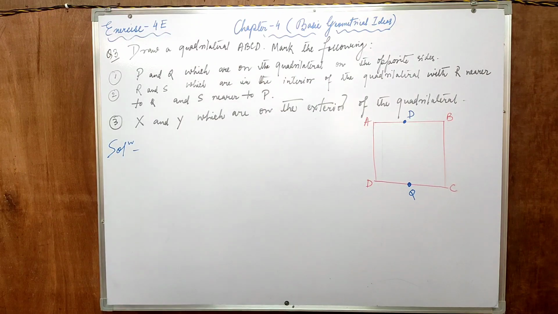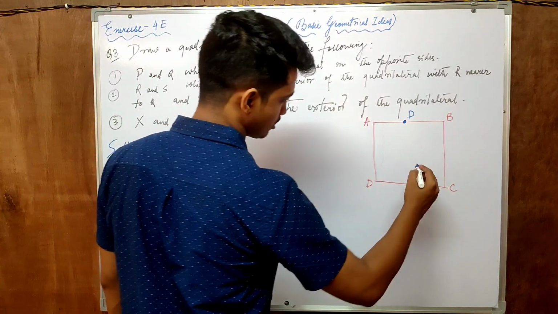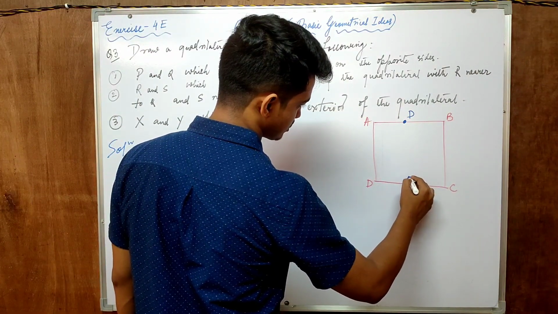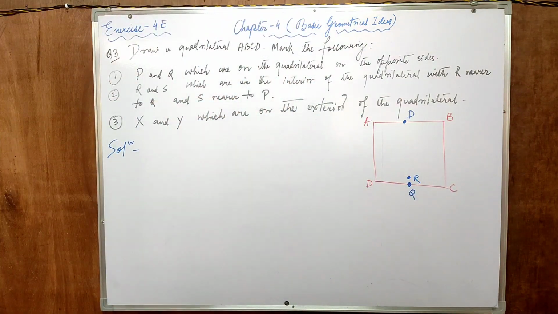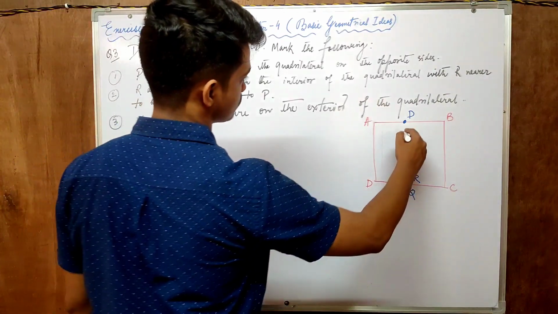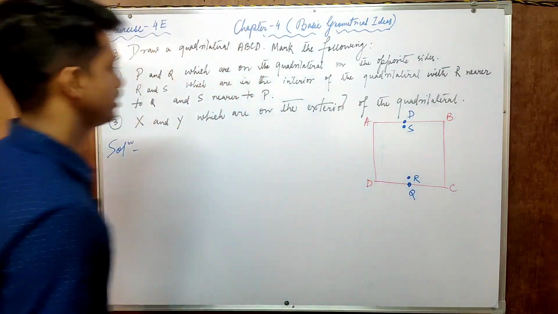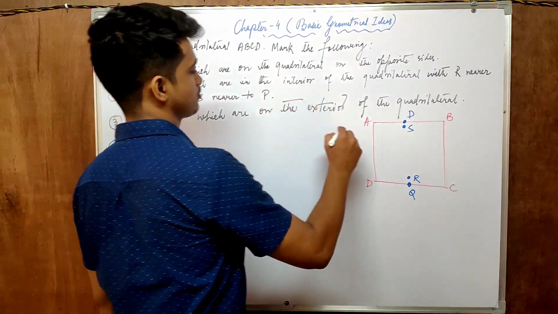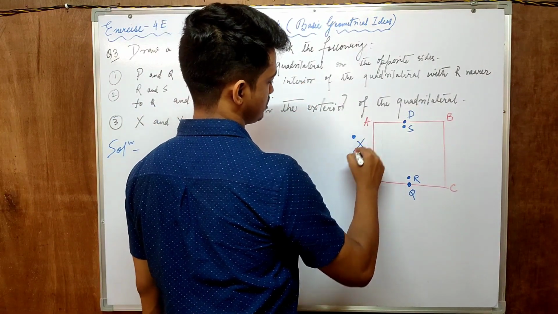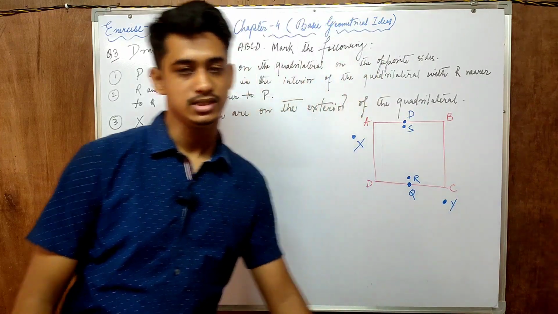After that, R and S which are in the interior of the quadrilateral, with R nearer to Q. So let's say this is R, nearer to Q, and S nearer to P. So this will be S, let's say. Okay. X and Y which are on the exterior of the quadrilateral. Make that part anywhere. So this is X. Let's say this is Y. So we are done.